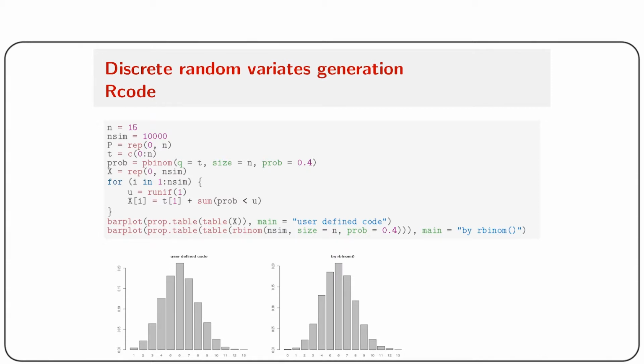And this is a uniform code that can be used for all discrete random variates. And to compare with the inbuilt R function, that is rbinom, I generate separately and plot both the series by bar plot. And if you see these two plots, there is no basic difference. They are completely same.